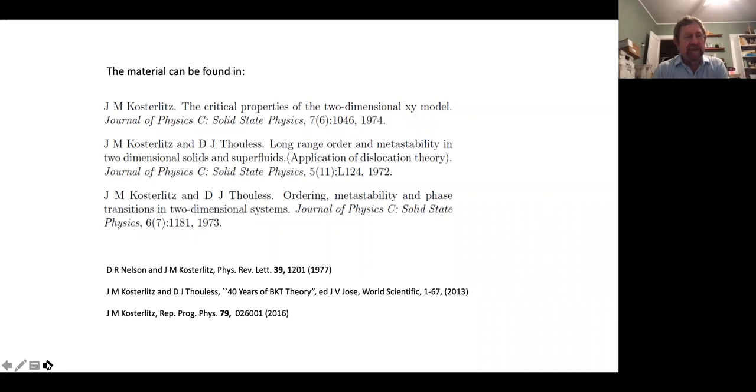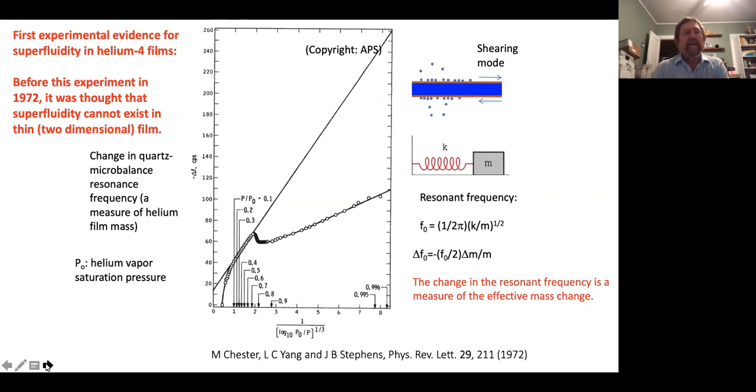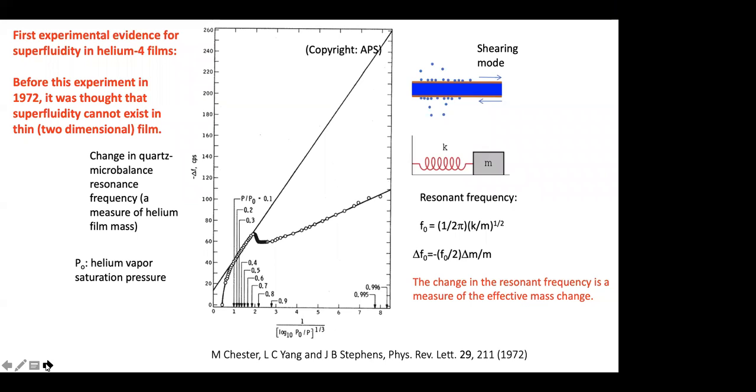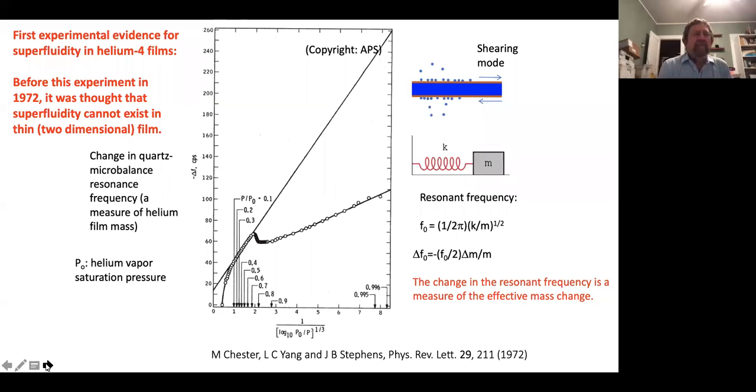So let's get started. Now, the question that Thouless and I, at least mostly David, posed was... David knew everything about everything. He was a sort of genius, but I was very lucky in that he took me under his wing and posed this problem to me. The problem was the onset of superfluidity in a very thin film of helium-4.